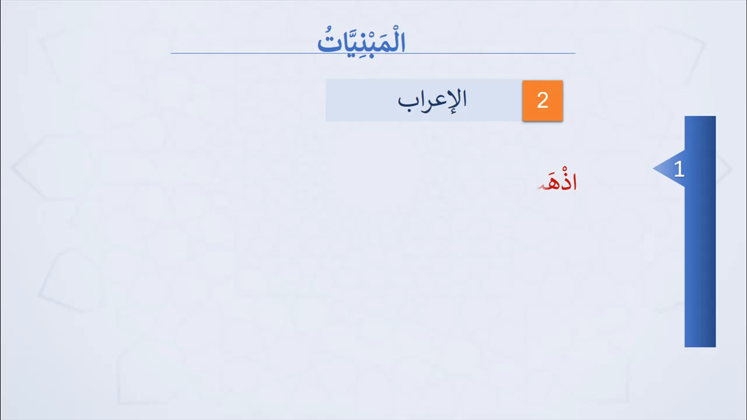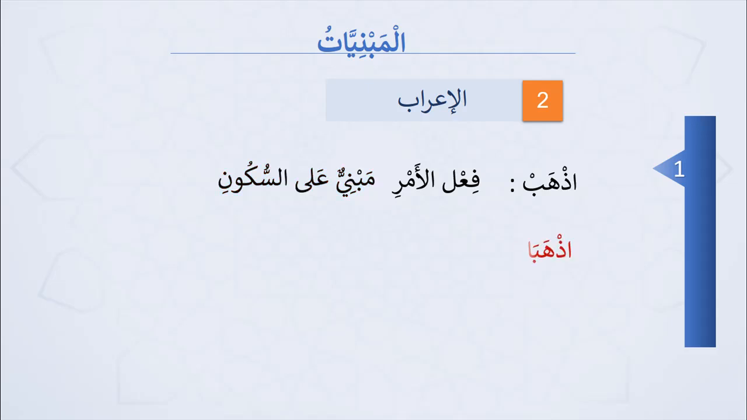So let's have the analysis together. Idhab, fi'l al-amri is a command verb, mabniyun ala sukun, it is given sukun permanently. Idhaba is also fi'l al-amri, command verb, mabniyun ala hadfi an-nun, it is permanently given hadf an-nun.